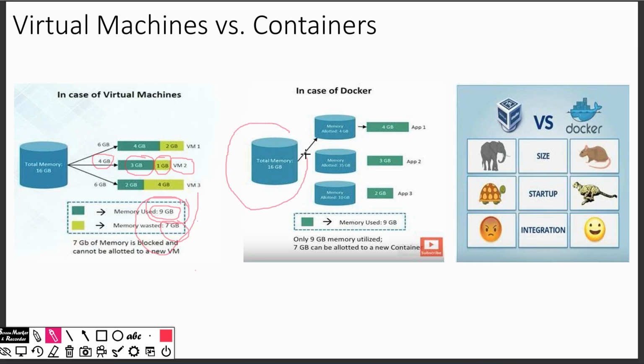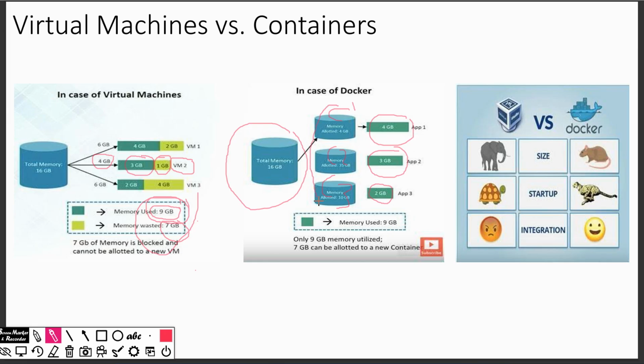Let us understand another scenario. The same 16 GB memory I have right now. I am going to create the containers C1, C2, C3. Here I am going to allocate the memory. C1 is consuming 4 GB of RAM. Container 2 is consuming 3 GB of RAM. And container 3 is consuming 2 GB of RAM. Then how much total? 4 plus 3 is 7, 7 plus 2 is 9. Here it is going to consume 9 GB.